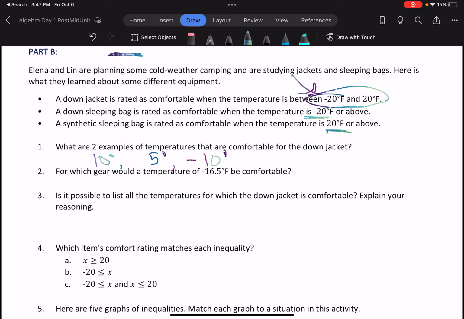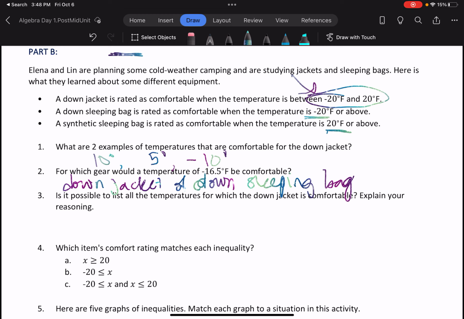For which gear would a temperature of negative 16.5 be comfortable? So negative 16.5 is greater than negative 20, and so that would either be the down jacket or down sleeping bag. The synthetic sleeping bag would not be comfortable because that's only for if it is 20 degrees or higher. Positive 20 degrees or higher.